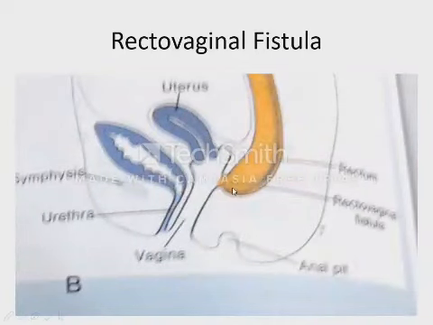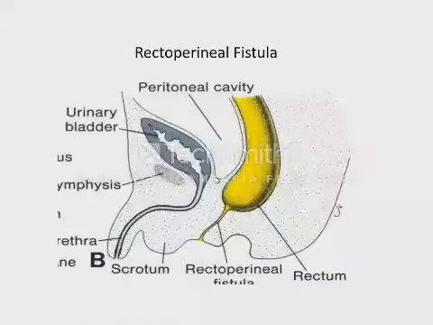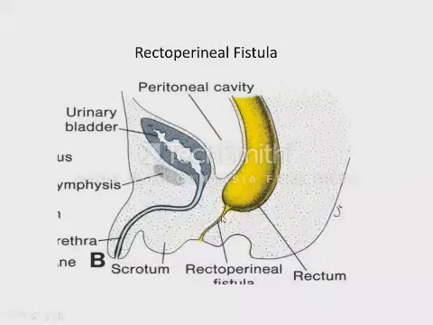Look at this picture. This is what is called a recto-vaginal fistula. This is the vagina in the female, and this is the hindgut. So there is an opening between them, so-called recto-vaginal fistula in the female. While this figure shows the rectoperineal fistula, here is the fistula between the skin of the perineum and the hindgut.